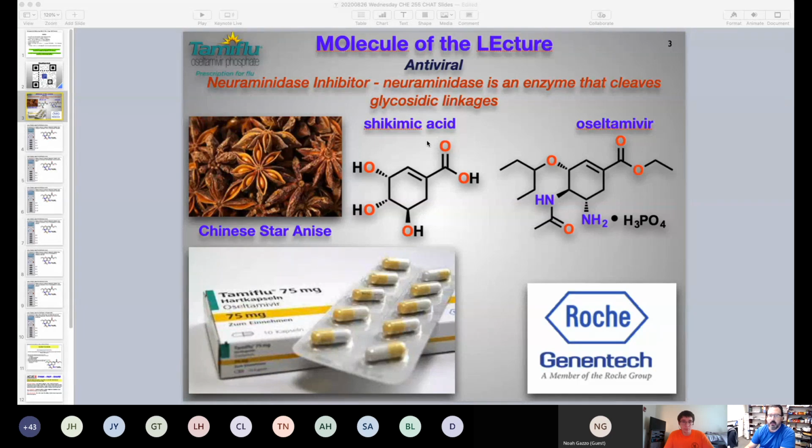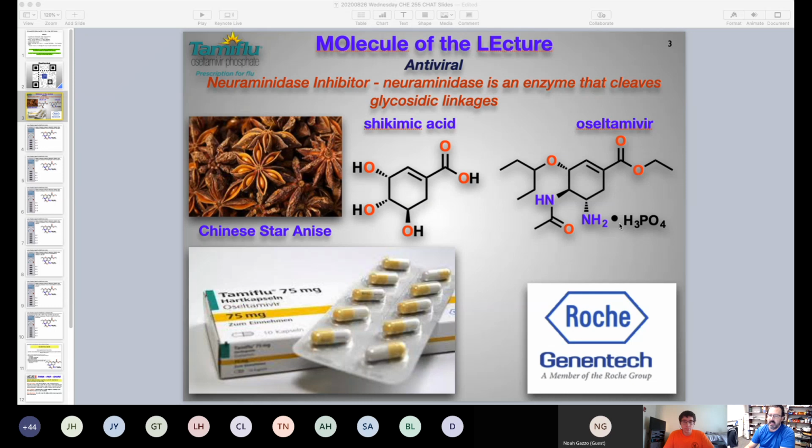Shikimic acid. Shikimic acid is isolated from the Chinese star anise. So this is a natural product, as we say. It's a plant that contains this. This plant produces this chemical. That's a natural product. The chemists at Roche and Genentech have taken this material and transformed it into Tamiflu.